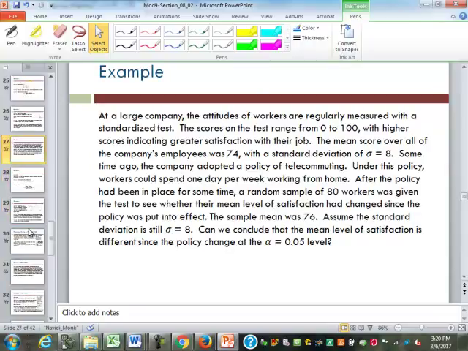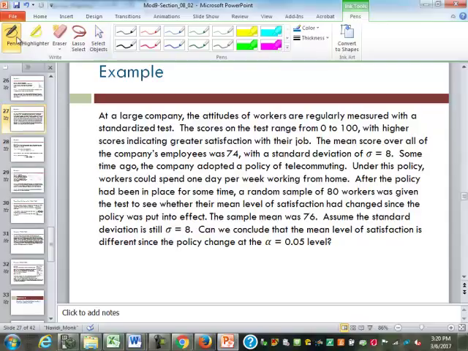So example time again. At a large company, the attitudes of workers are regularly measured with a standardized test. The scores on the test range from 0 to 100. The higher the scores indicate greater satisfaction with the job. The mean score overall in the company employees was 74, standard deviation of 8. Some time ago, the company adopted a policy of telecommuting. Under this policy, workers could spend 1 day per week working from home. After the policy had been in place for some time, a random sample of 80 workers was given the test to see if their mean level of satisfaction had changed. The sample mean is 76. Assume the standard deviation of 8 is true.